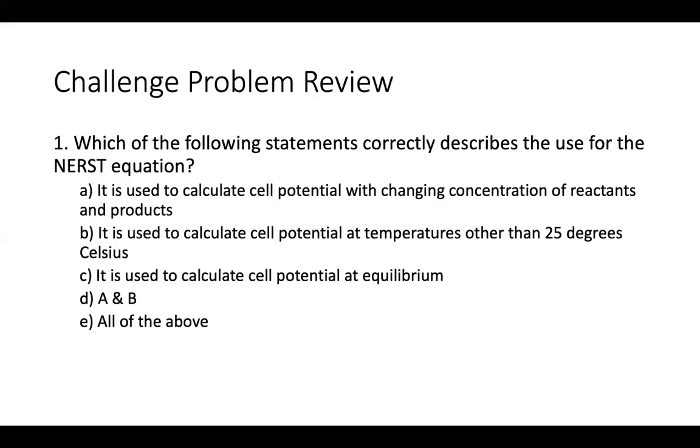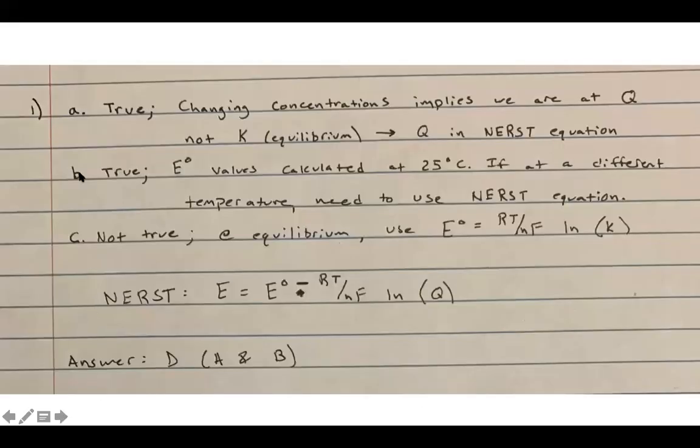And C says it is used to calculate cell potential at equilibrium. That is false. That is not our Nernst equation. And so the answer to this should have been D. Both choices A and B are true.